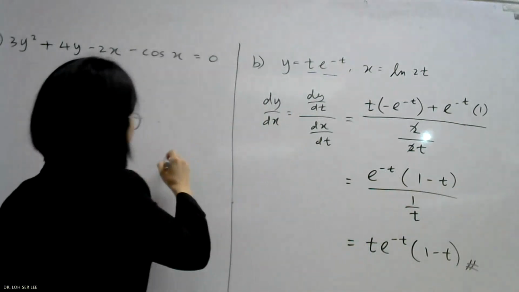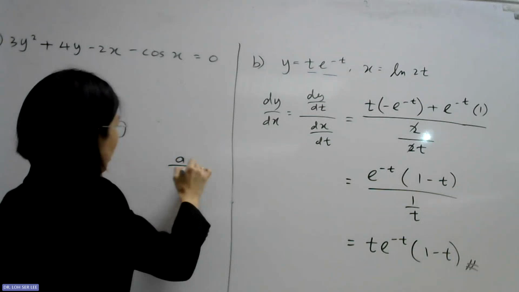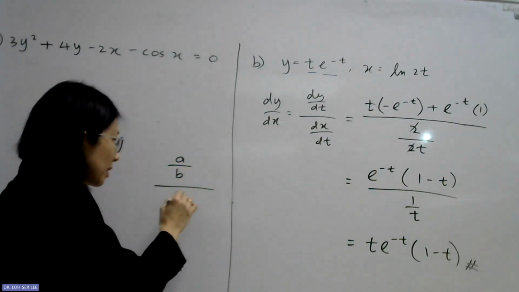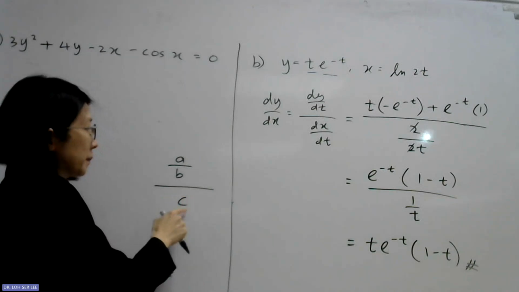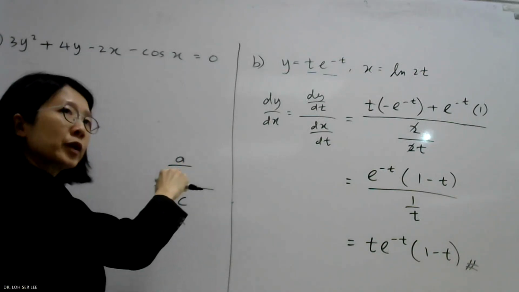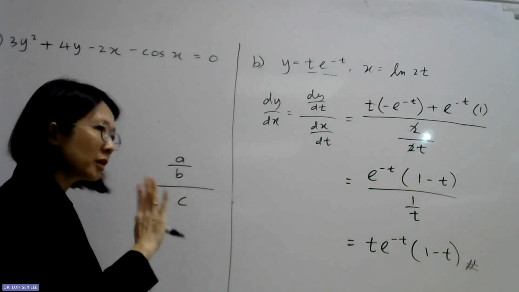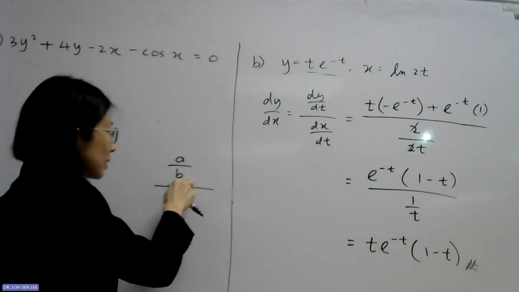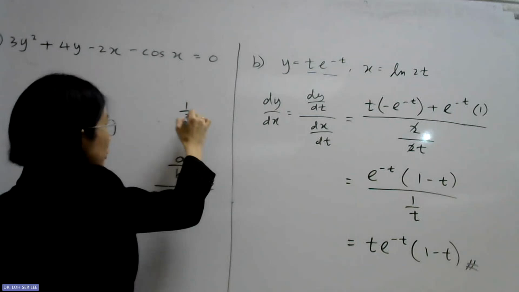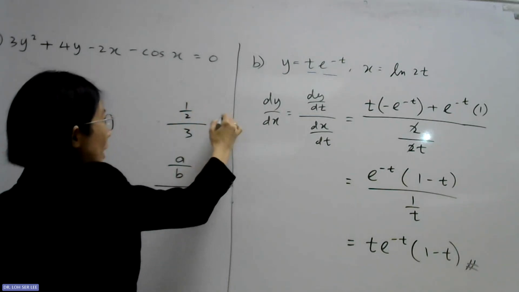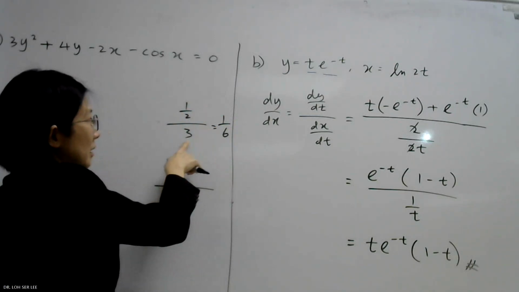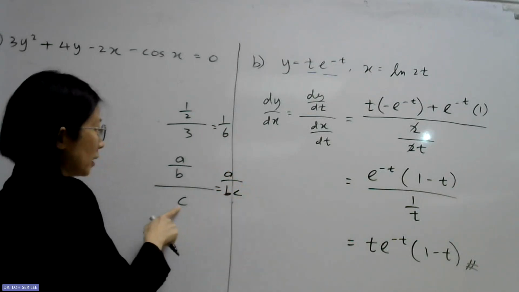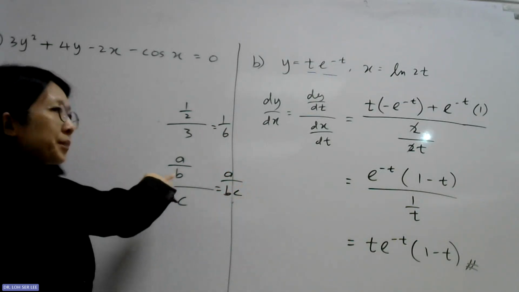If you have A or B over C, this does not happen, because this is your denominator and this is your numerator. When your denominator is not a fraction function, you just go to this. That means 1 over 2 divided by 3, that means 1 over 6. So this is A over BC. This one will join this.